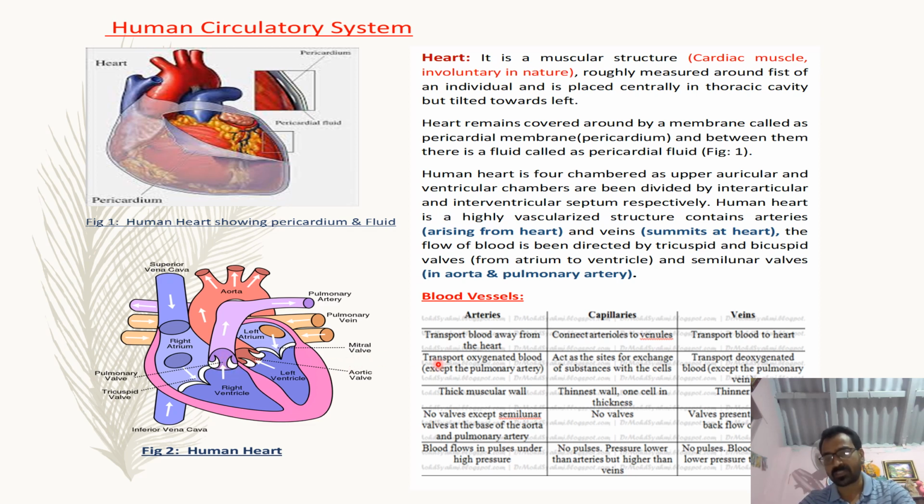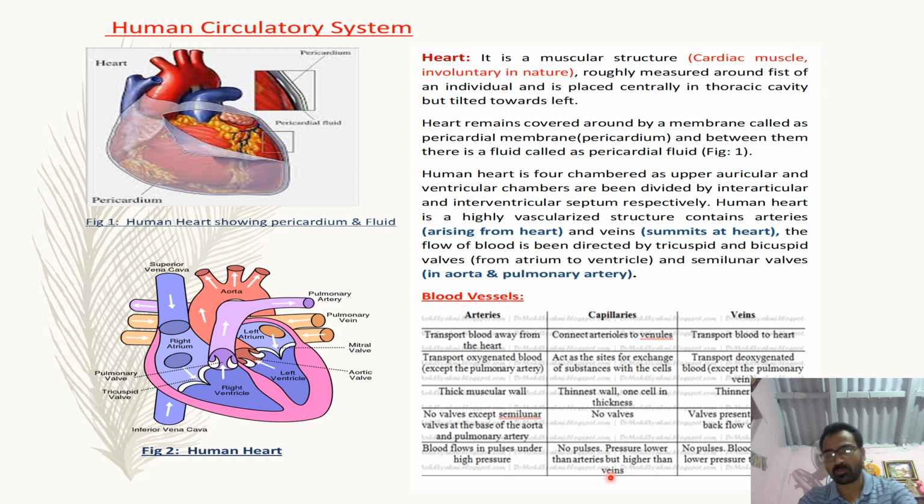Now the arteries branch into fine distributaries, which are called capillaries. Capillaries then combine to form the veins. Capillaries are very thin, delicate structures with single-cell thickness, and they are the site for the exchange of substances with the cells. They don't have any valves, and they do not remain under the pressure of circulation.